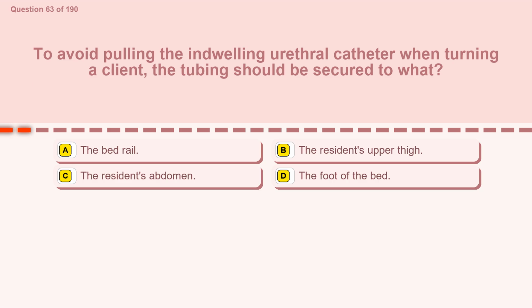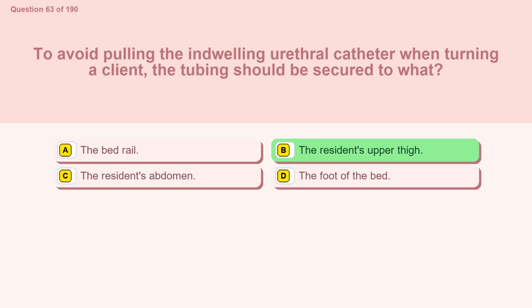Question 63. To avoid pulling the indwelling urethral catheter when turning a client, the tubing should be secured to what? Option A, the bed rail. Option B, the resident's upper thigh. Option C, the resident's abdomen. Option D, the foot of the bed.